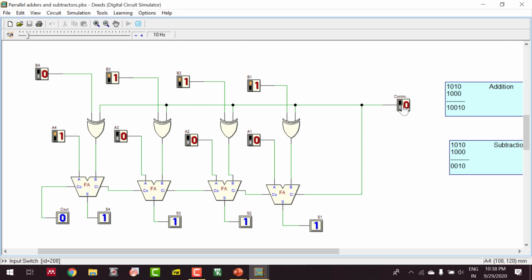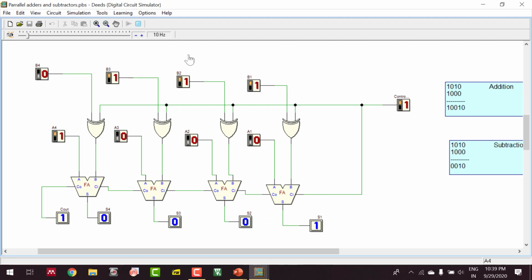If I make it 1, in that case it is going to subtract 8 minus 7 in 2's complement, because if you look here, your B bits are getting complemented and you are providing C in as 1. That means the moment you set your control to 1, you are going to get the operation A minus B in 2's complement form. You have to ignore the carry. If you look at the result, this is 0 0 1. That means 8 minus 7 will be 1.